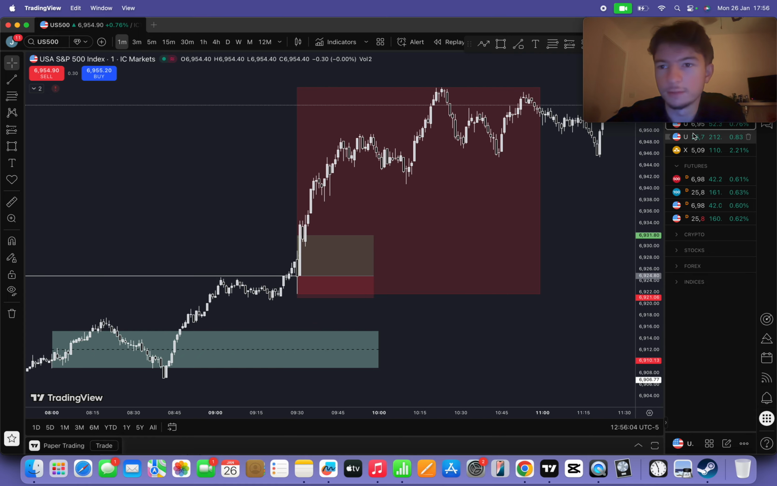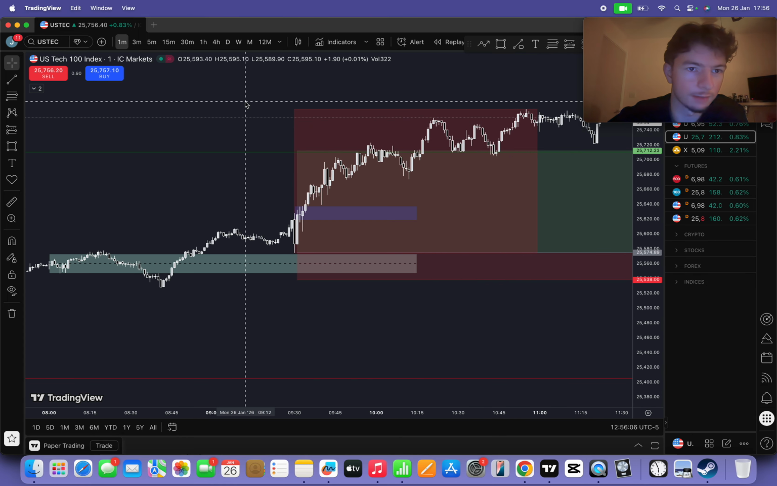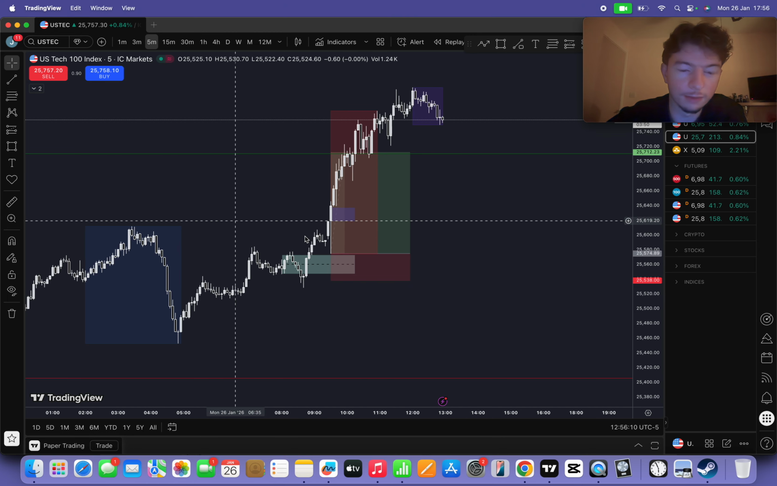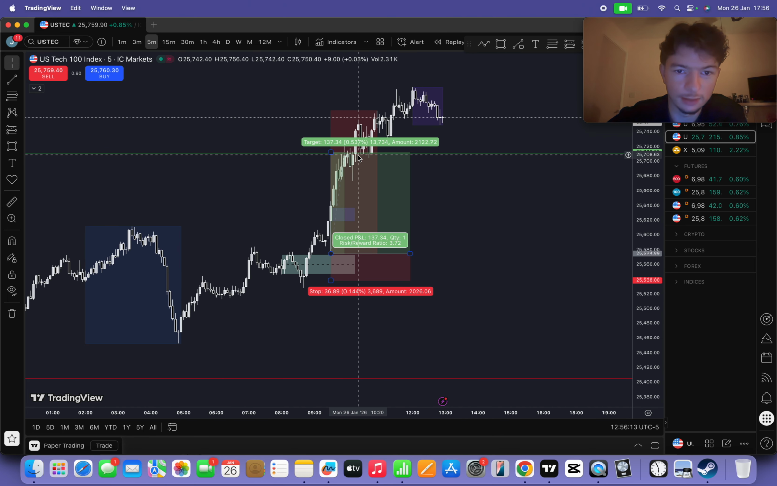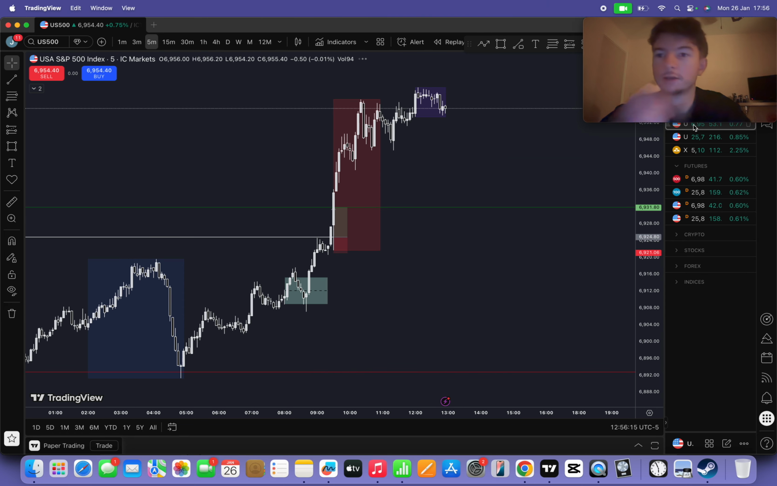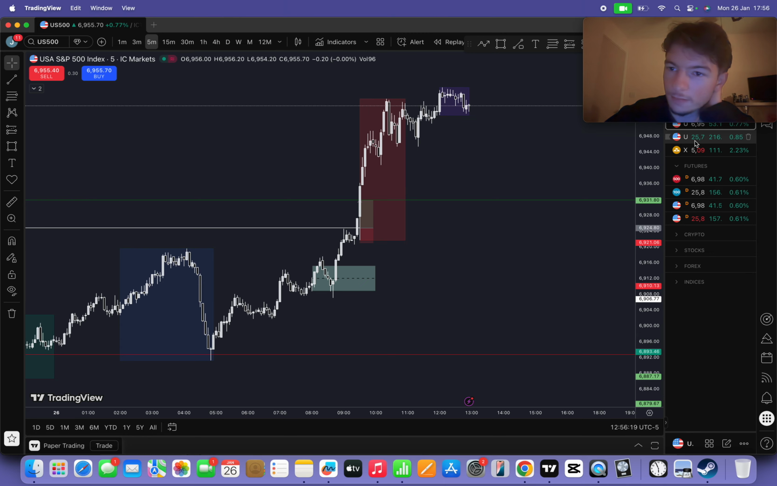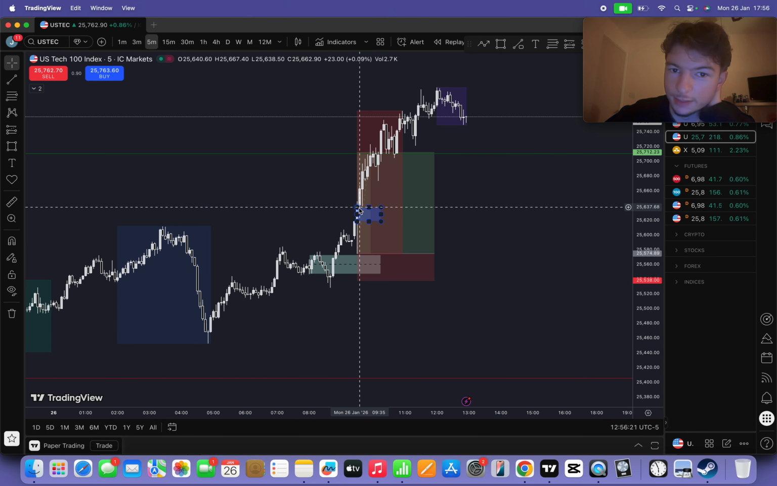Yeah, the Nasdaq would have been a better option for this to play out, in terms of a further entry to target the previous daily high. Because the S&P hit it so quickly and just absolutely broke through it, the Nasdaq was lagging behind a tiny bit, as you can see.